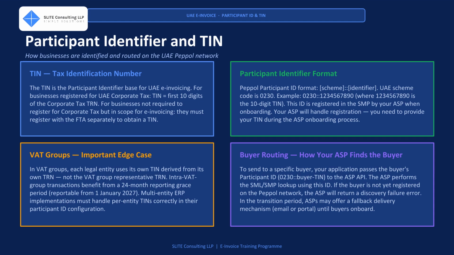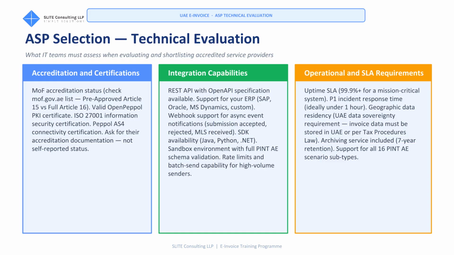Next, how to choose the ASP that does all of this for you. Your ASP is the single biggest dependency in your stack. Choose carefully. 3 evaluation buckets. Accreditation. Verify MOF status on MOF.gov.ae. Article 15 pre-approval versus Article 16 full accreditation matter. Plus a valid OpenPEPPOL PKI certificate, ISO 27001, and AS4 connectivity certification. Ask for documentation, not self-reports.